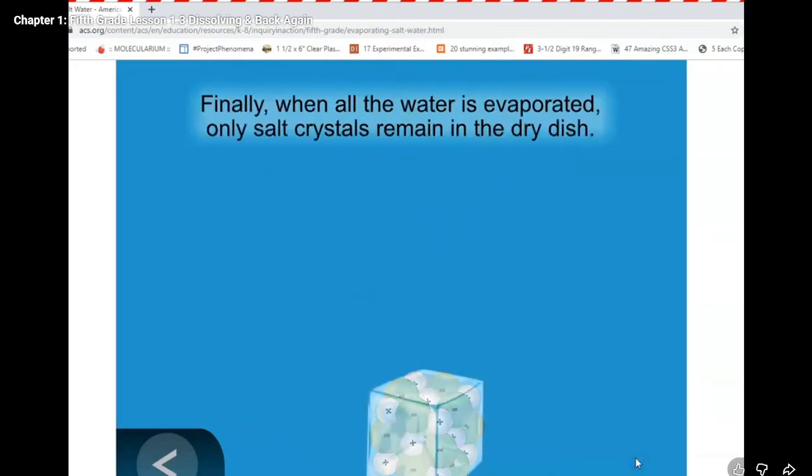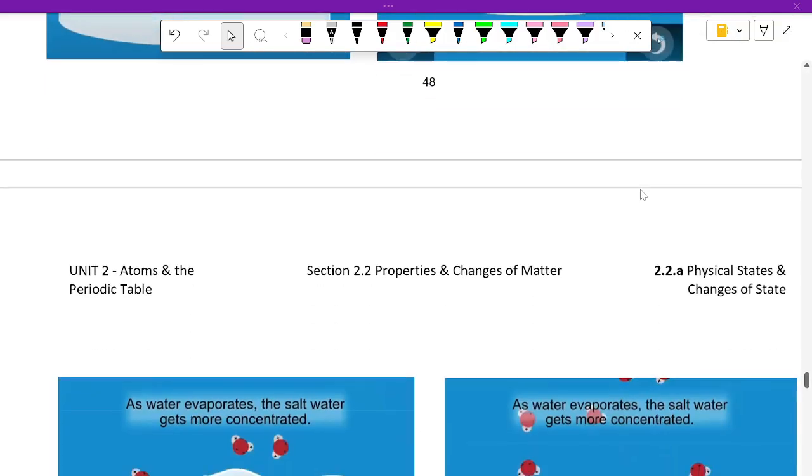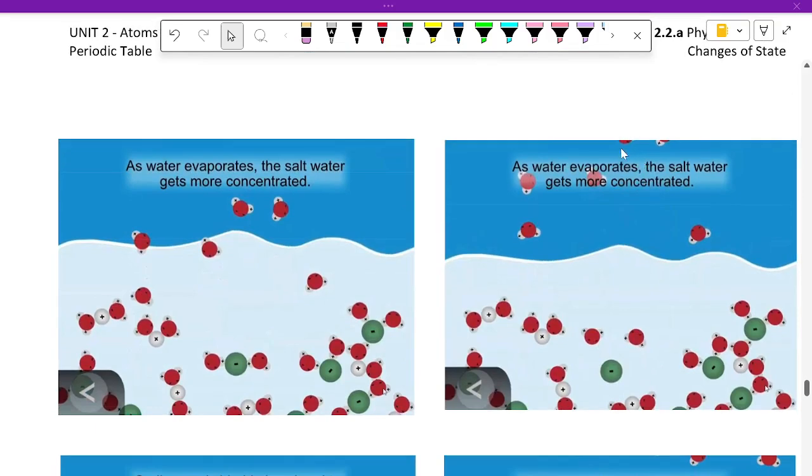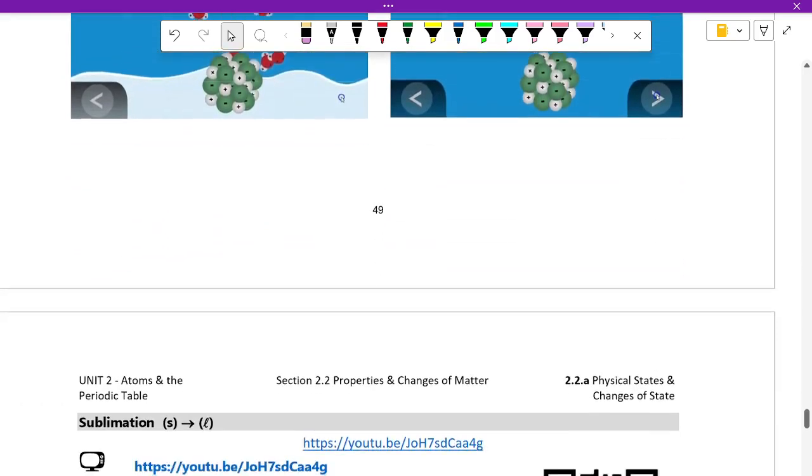Does that look kind of like the opposite of what happened last week when we took the salt crystal apart when it was dissolving? Yeah, exactly the opposite of what happened there. All right. And then there's a little picture of it, and just what the video was talking about here. We don't need to go through that though.